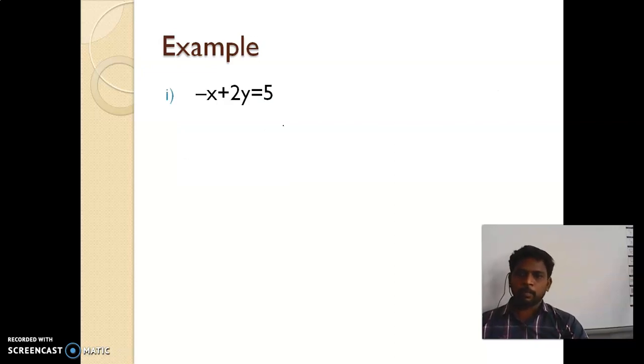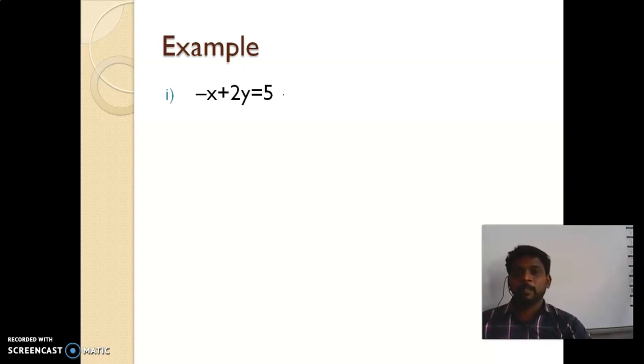Look at the solution now. Example, first one: minus x plus 2y equal to 5. What is the procedure? First we have to find at least two solutions. How many solutions does a linear equation have? Infinitely many solutions, right? But for drawing a graph, it is enough to find at least two solutions. That is, minimum two solutions we need.